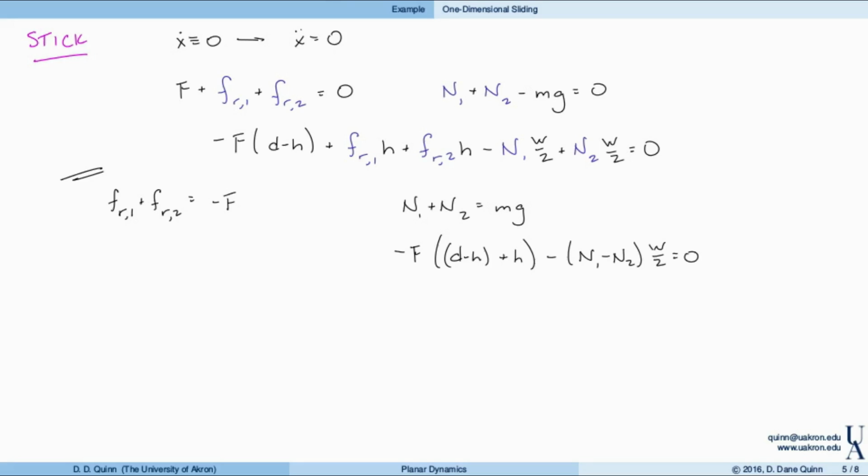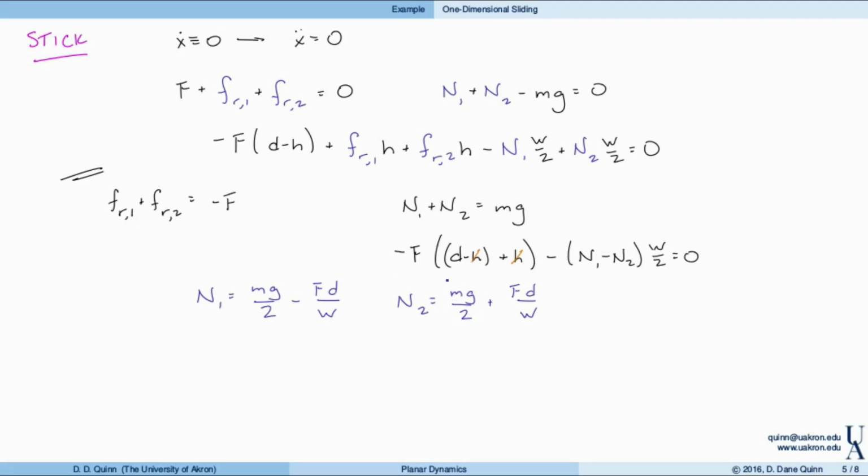So a couple of nice things happen, right? In particular, these h's cancel out. And so then I can solve for N1 and N2. So when I do that, I have N1 equals mg over 2 minus F times d divided by w. And I have N2 equals mg over 2 plus F times d divided by w.